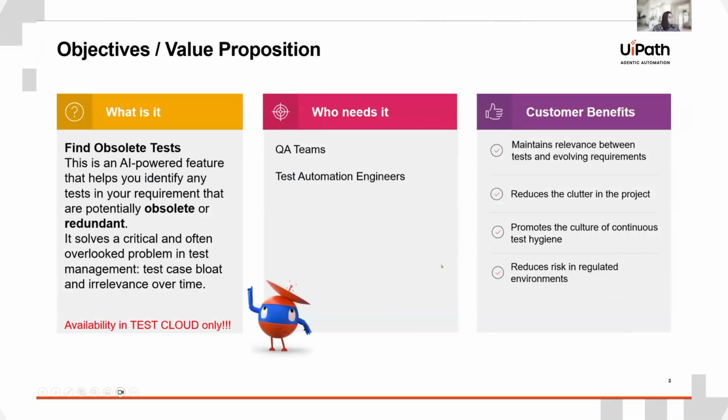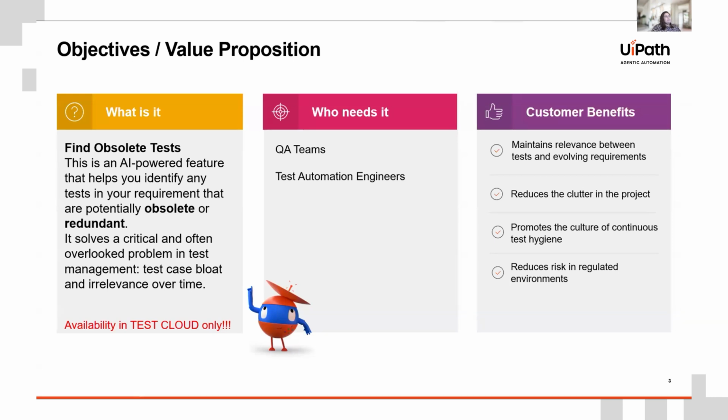What is it about? This is an AI-powered feature that analyzes your requirement, the supporting documents, and all the associated test cases in it. Then it detects the tests that are no longer relevant to that requirement or no longer align to the current functionality of the requirement.